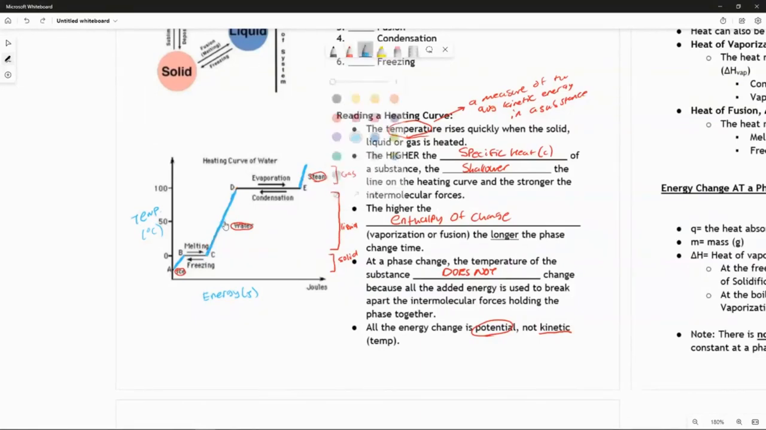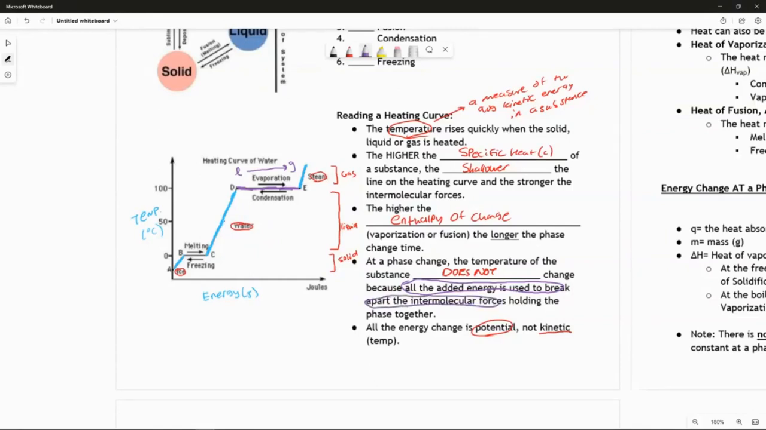Now, let's take another line, and this is going to be in purple. And from D to E, there is no slope change. Why could that be? There is no slope change. See, the line is completely flat. And this is because there is no temperature change. This is strictly going from a liquid to a gas. And during this, we talked about all the added energy is used to break apart the intermolecular forces holding the phase together.